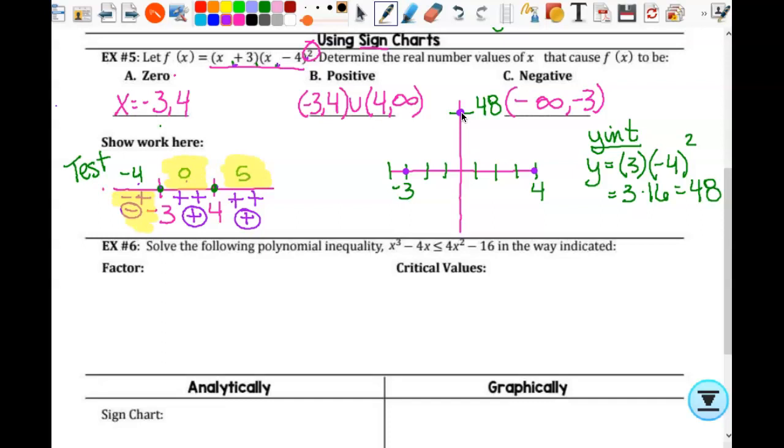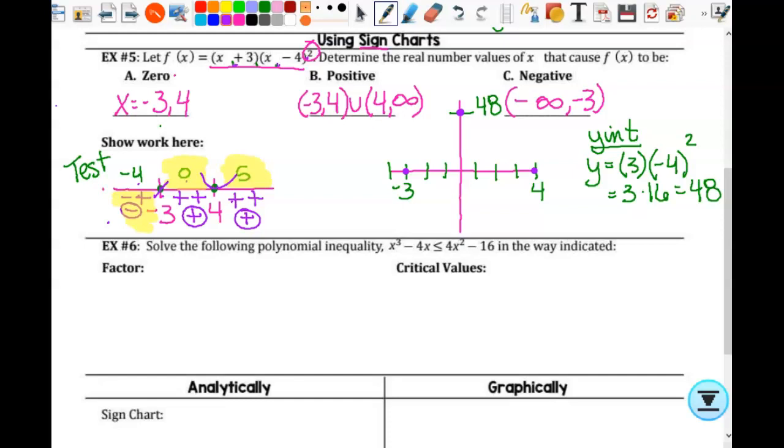Okay? And here's what I know from my sign chart. I know that between negative infinity and negative 3, my function is negative. Then it becomes positive, which means I have to pass through the x-axis, right? Then it's positive. I have a 0 at 4, so then it comes back down, and this is why it's tangent there, and it bounces back off because it has to stay positive.